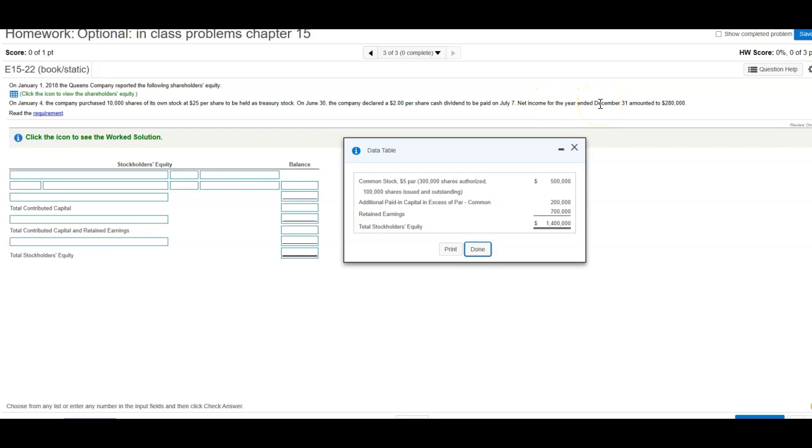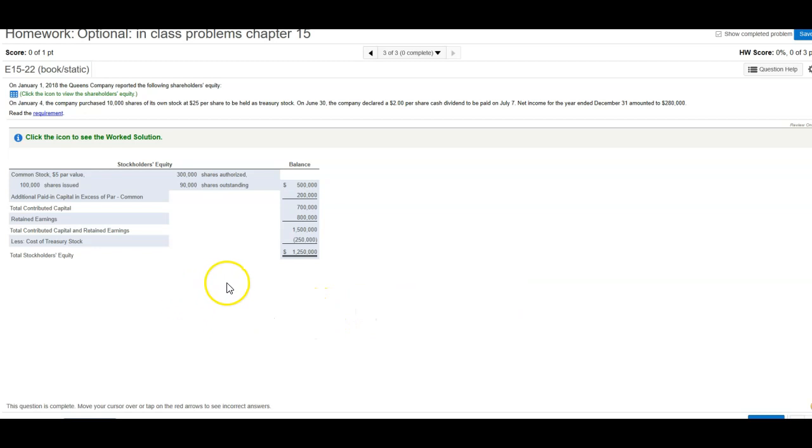So in order to complete this, we think through it, and then here it is completed. They listed the authorized shares this time. Oftentimes they don't. They have the shares issued here, and notice the 90,000 outstanding. And so the balance is still the whole 500,000. That didn't change. APIC, like I said, wasn't going to change. Our retained earnings, we are going to take a look at that, but notice your cost of treasury stock is listed here at the bottom at $250,000.